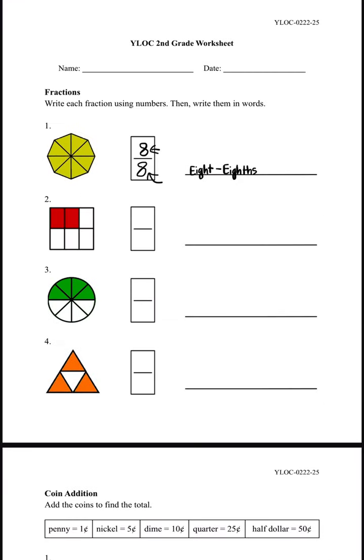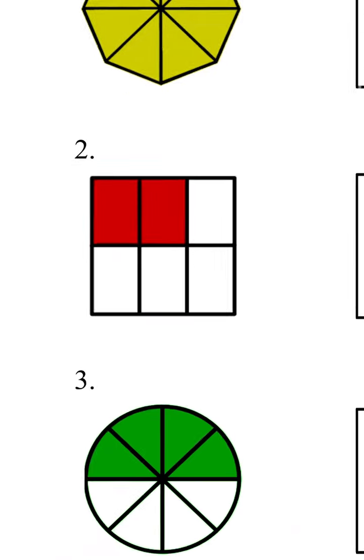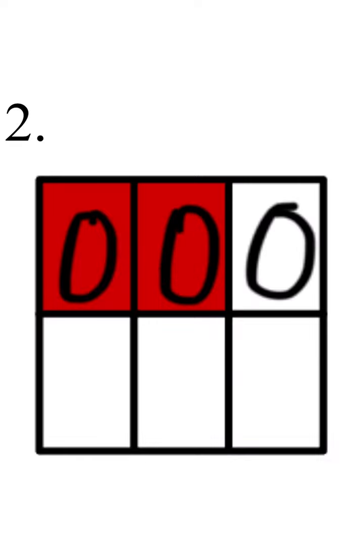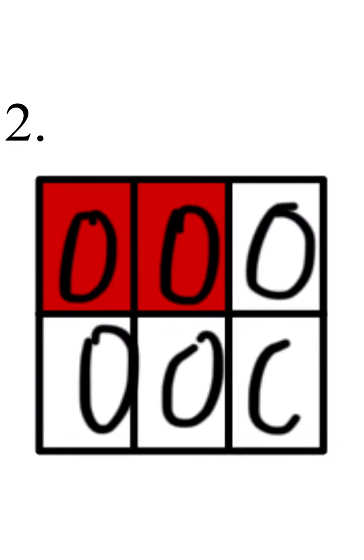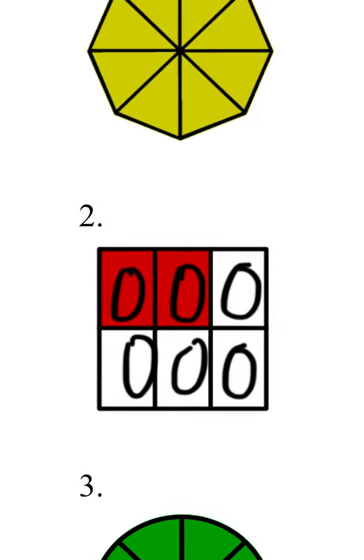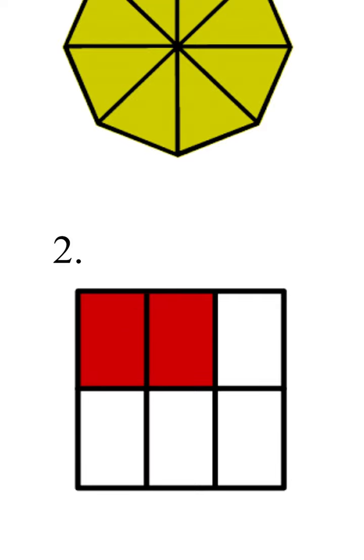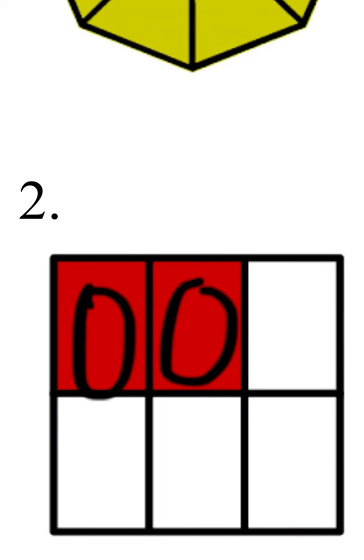So now let's look at number 2. There are 1, 2, 3, 4, 5, and 6 sections. And then if we look at the shaded parts, there are 2 parts that are shaded. So we need to write 2 on the top. So it's 2 over 6.